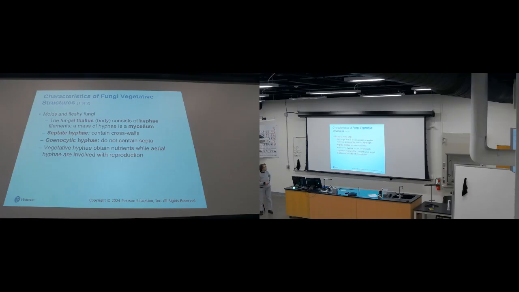Some hyphae may have divisions internally, so these are called septate hyphae, septate for wall. And some of these hyphae don't have this segmentation, so these are coenocytic fungi. And this fungus obtains the nutrients with aerial hyphae that are also involved in reproduction.